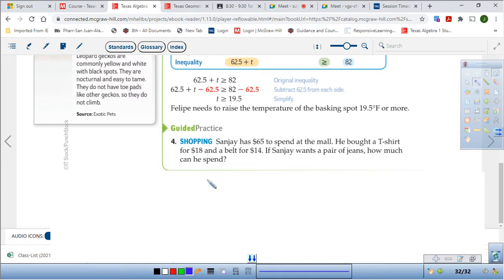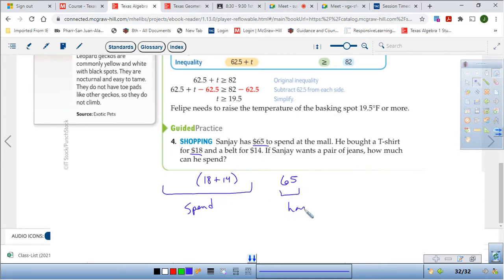Okay, so let's think about this real quick. I'm going to go with 18, what he has spent for the T-shirt, and 14 for the belt. That makes sense. And he has $65. Now, let's think about this. This is what he's spending, and this is what he has.